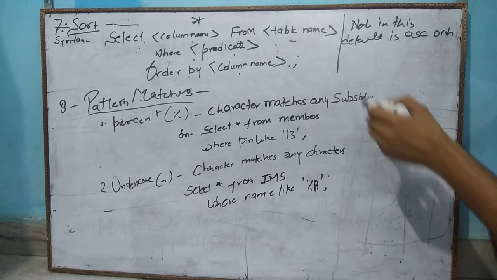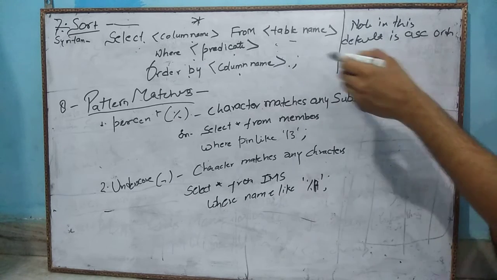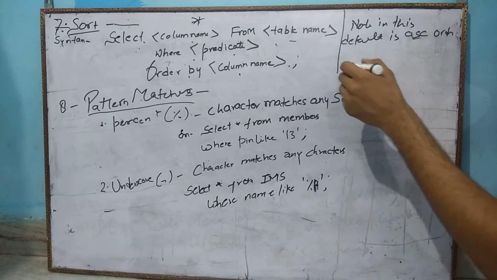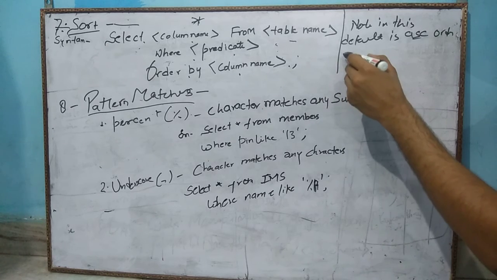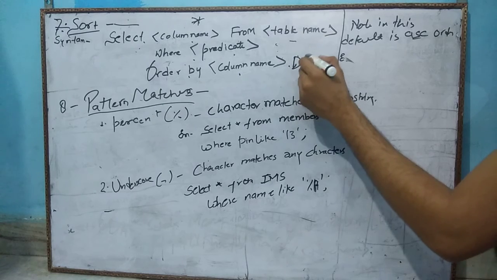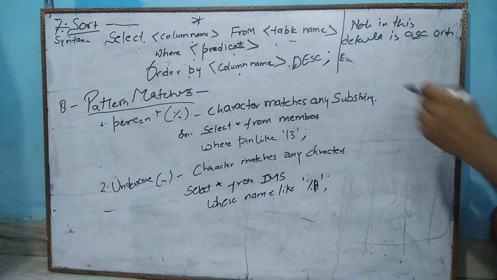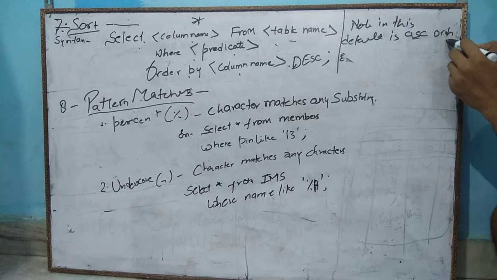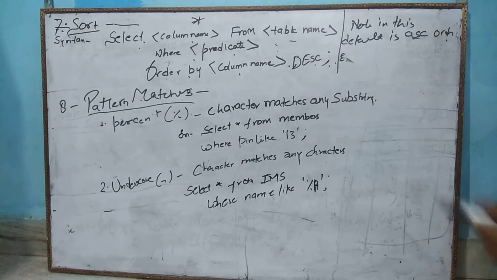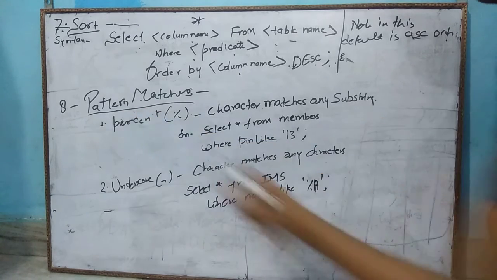So if we want to sort our data in ascending order, we don't use a predicate, or we use ASC. And if we want to sort our data in descending order, we use DESC. Ascending order is our default, and we use descending order if we want to sort our data in descending order.